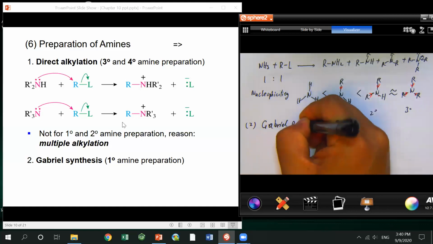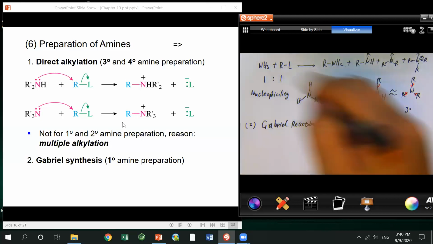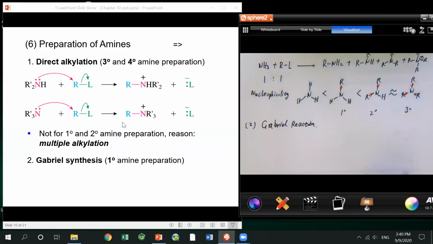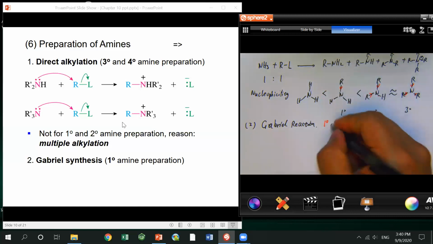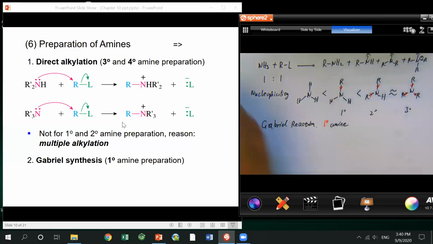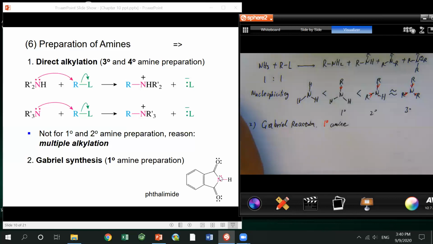So that's another named reaction. For this reaction, for the primary amine, we have to use a very special reagent called phthalimide. The structure is shown here. Somehow we protect this amine, make it a relatively weak nucleophile, and prevent overreaction.